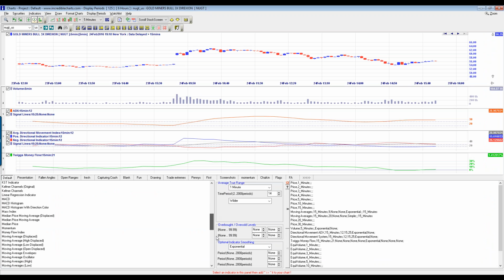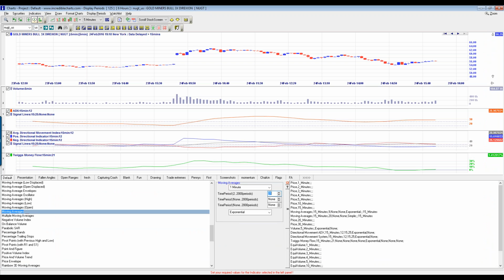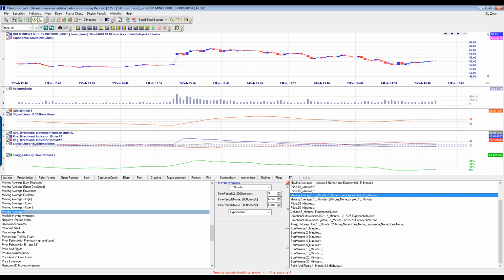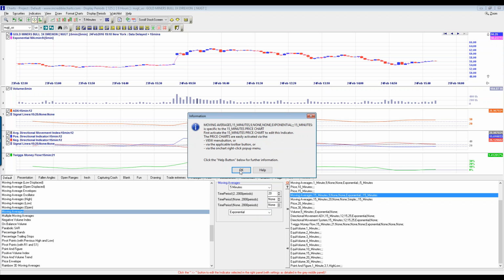If the stock is momentum, it will listen to the moving averages. So there's the 9, the exponential on the 5-minute. Let's add the 20 as well. This time we can use the 9.